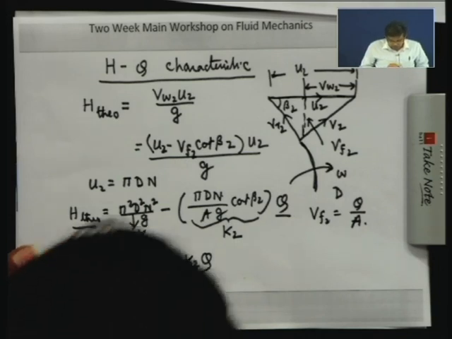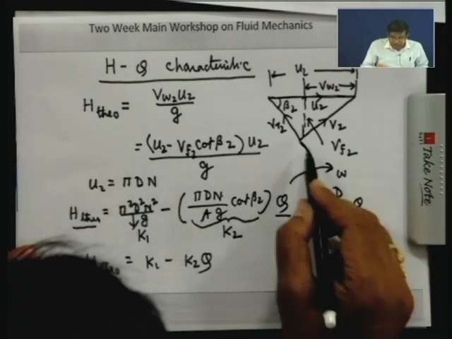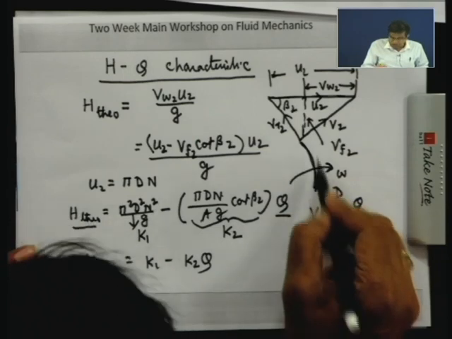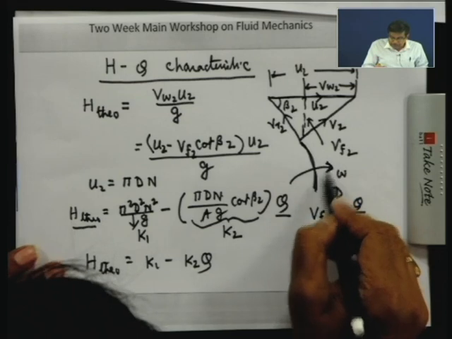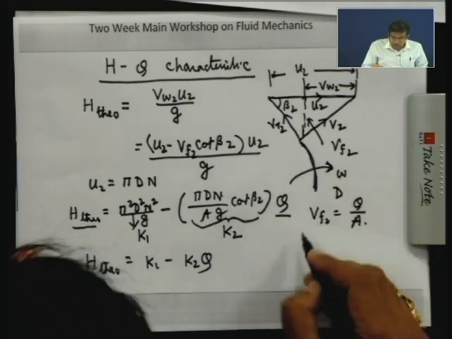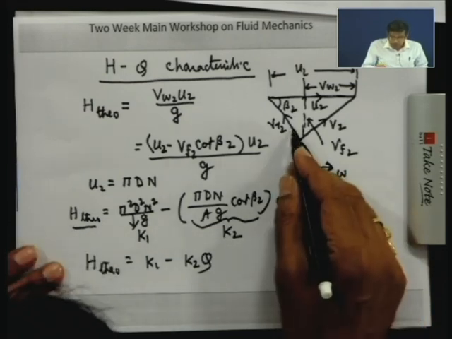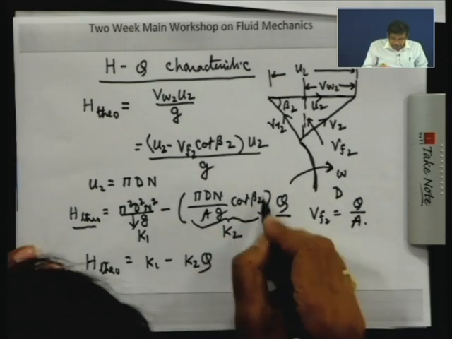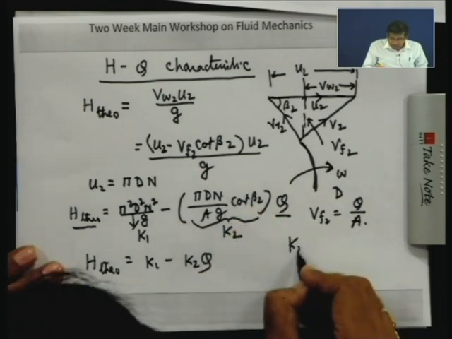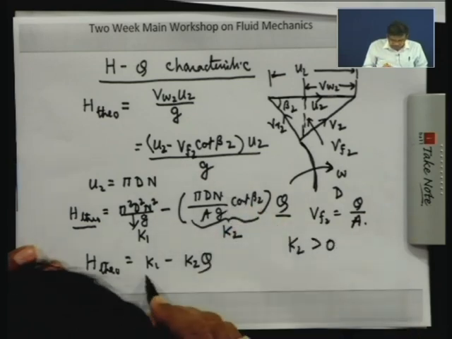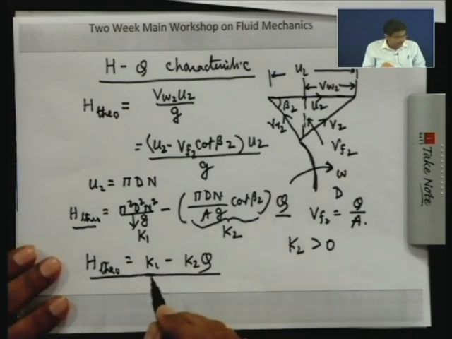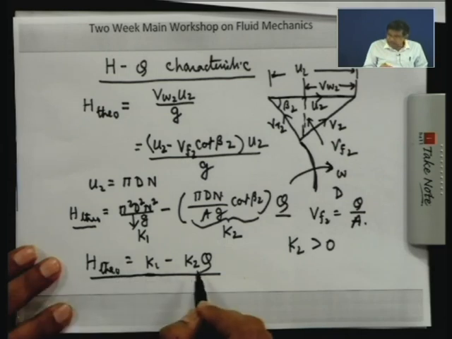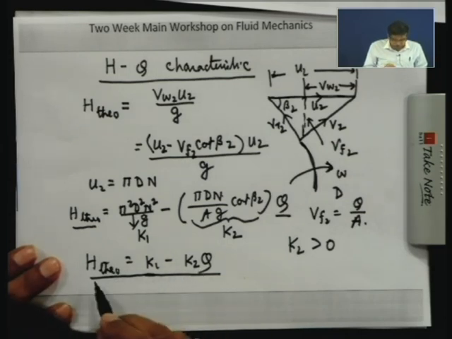Now, we consider a typical backward curved vane, with rotational motion in this direction and curvature in this direction, so that beta 2 is acute and cot beta 2 is positive, and K2 is positive, greater than 0. Then in that case we see that the theoretical head bears a linear relationship with a negative slope with Q.